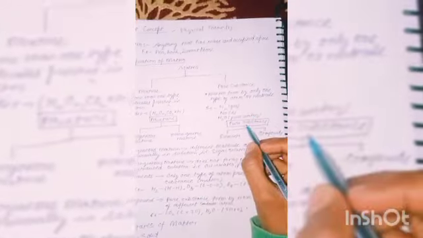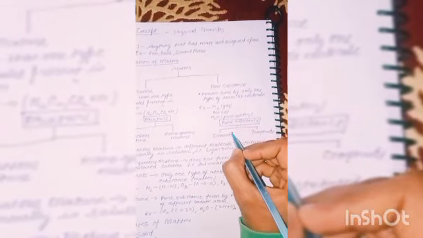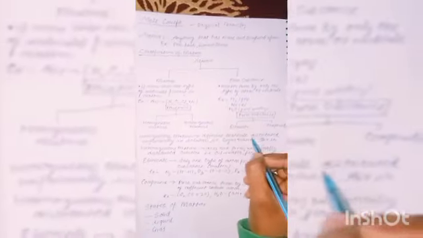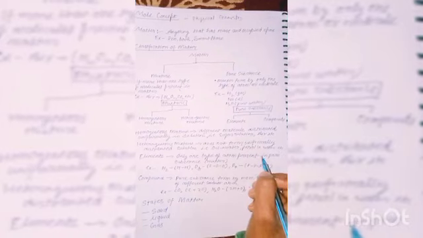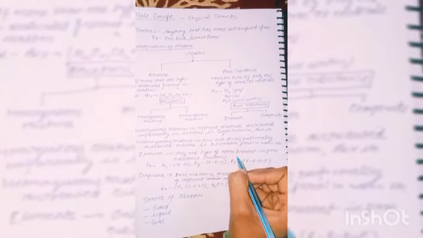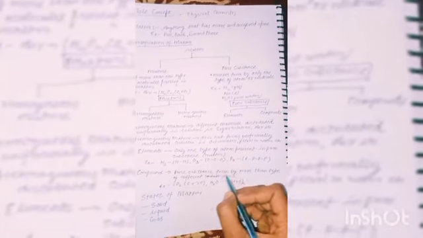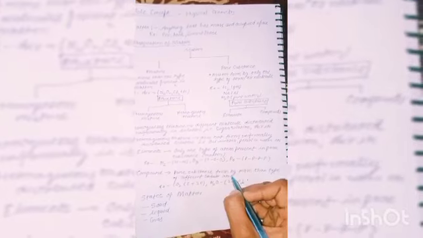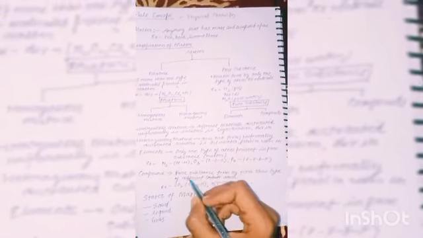Now comes to classification of pure substances. Pure substances are of two types, elements and compounds. And what is an element? An element is only one type of atom present in a pure substance. When only one type of atom is present in a pure substance, it is called an element. And when more than one type of atoms are present in a pure substance, it is called a compound.